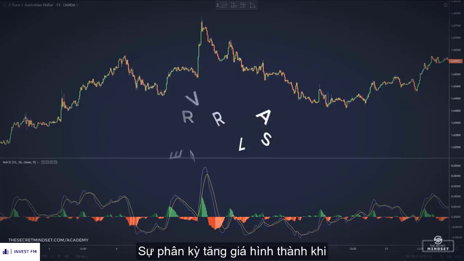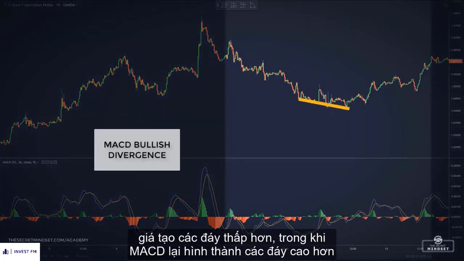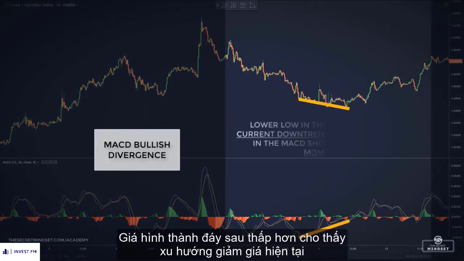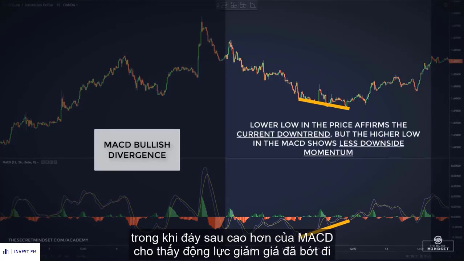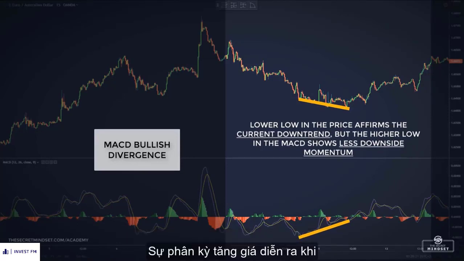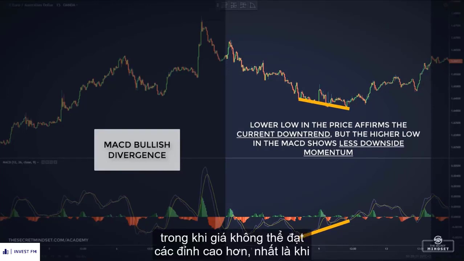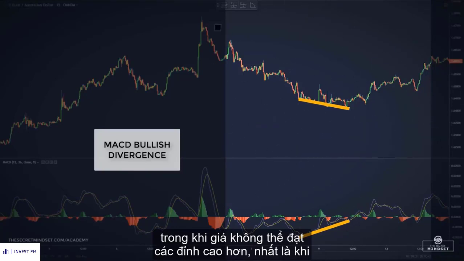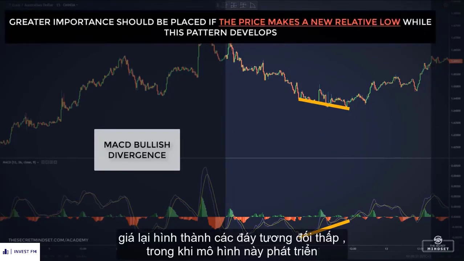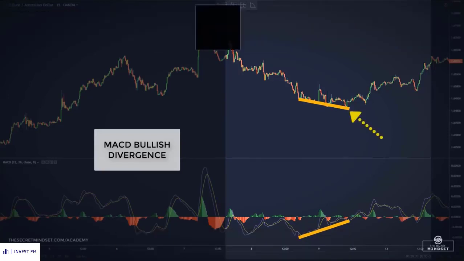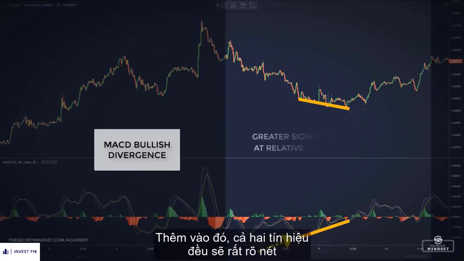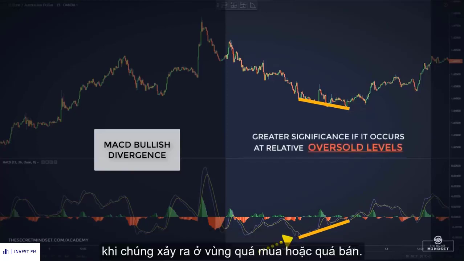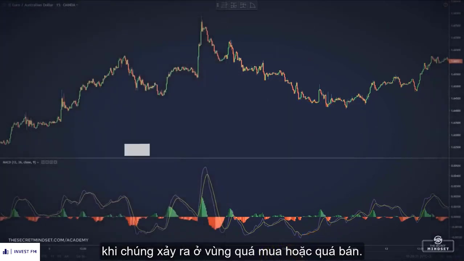A bullish divergence forms when a price records a lower low, and the MACD forms a higher low. The lower low in the price affirms the current downtrend, but the higher low in the MACD shows less downside momentum. A bearish divergence takes place when the MACD is making new highs, even though prices fail to reach new highs. Greater importance should be placed if the price makes a new relative low while this pattern develops. Furthermore, both signals carry greater significance if they occur at relative overbought or oversold levels.